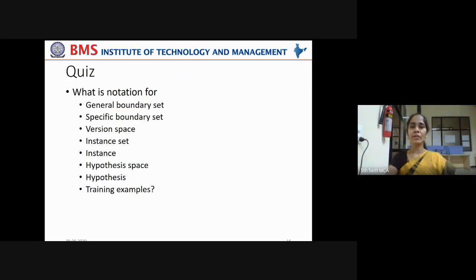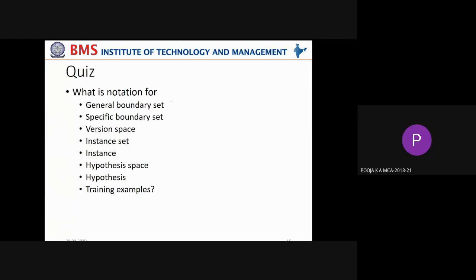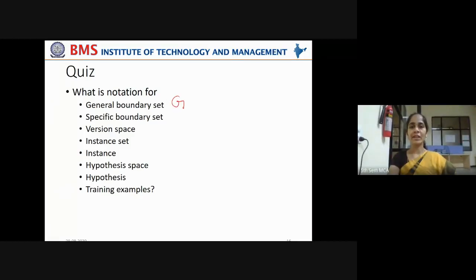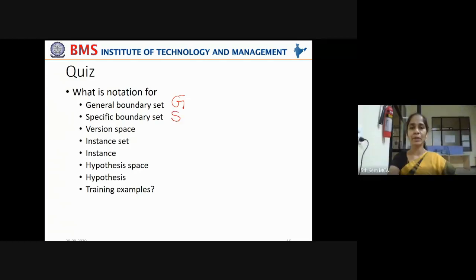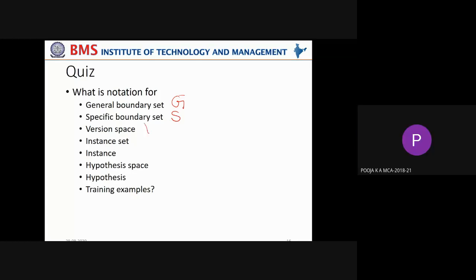Now quickly tell me, what are the notations used for all these mentioned here? What is the notation used for the general boundary set? Quickly. G. Yesterday I asked the other way of this question. I gave the notations and asked you to tell what they are. Now I am giving the explanation and asking the notations so that you will become more familiar with this. Specific boundary set symbol? S. Very good. Version space? VS.